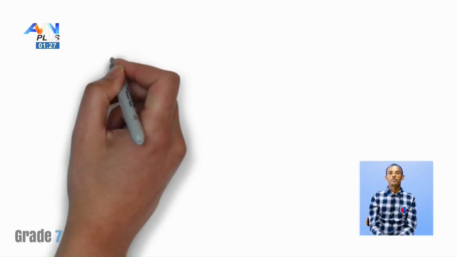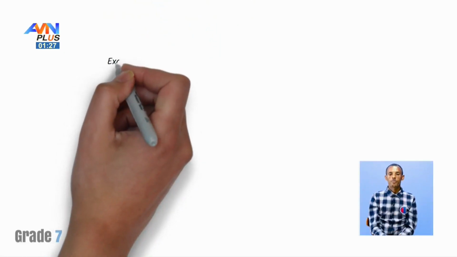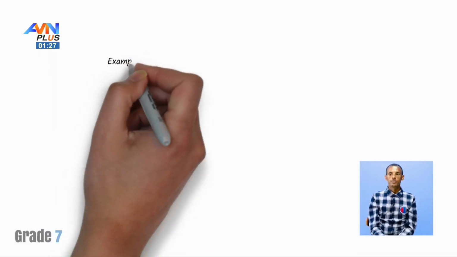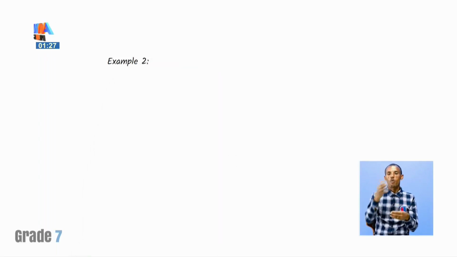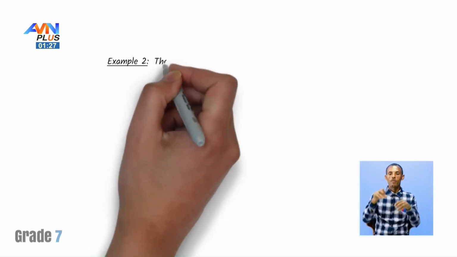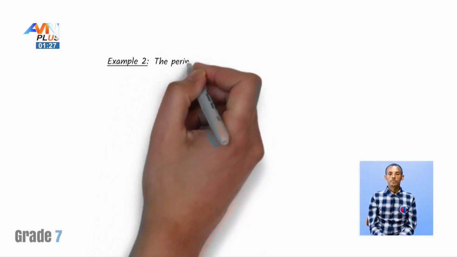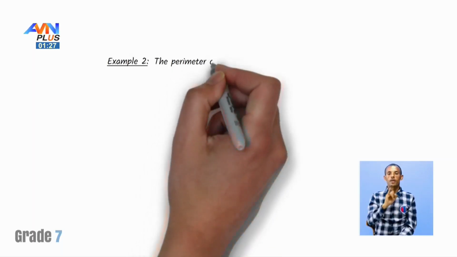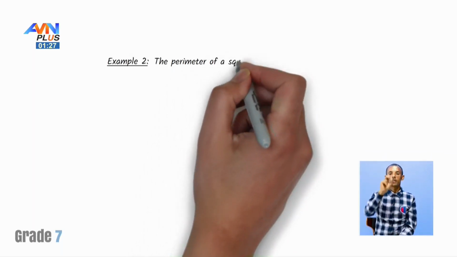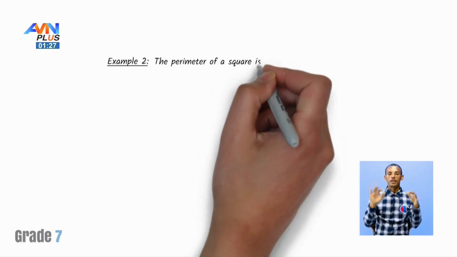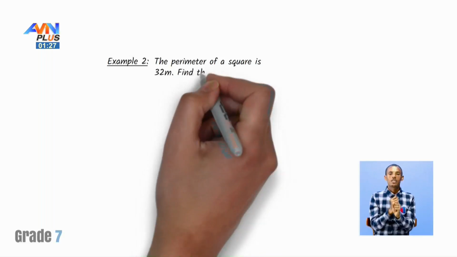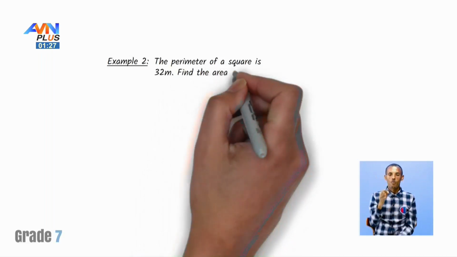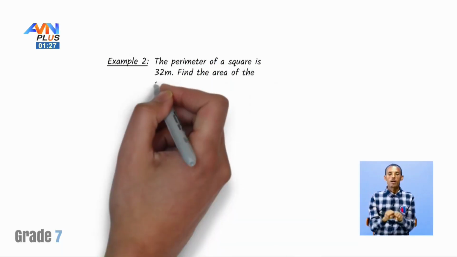Example 2. The perimeter of a square is 32 meter. Find the area of the square.